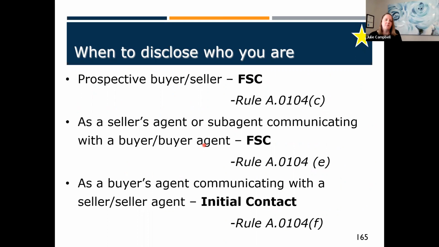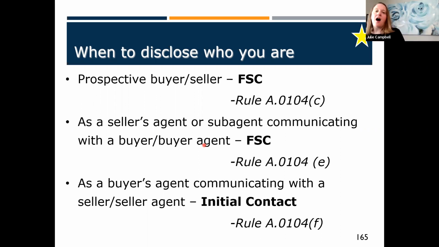If you're meeting a prospective buyer or seller for the first time, you're hoping to get the listing, you're hoping to get the buyer. You meet a prospective buyer or seller for the first time, the rules say that we have to do our disclosure no later than first substantial contact, FSC, first substantial contact.